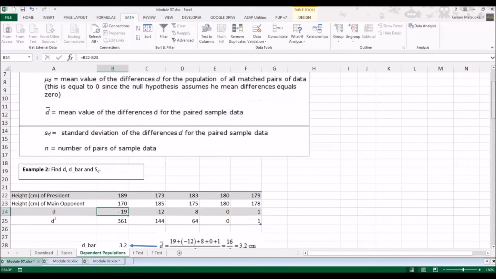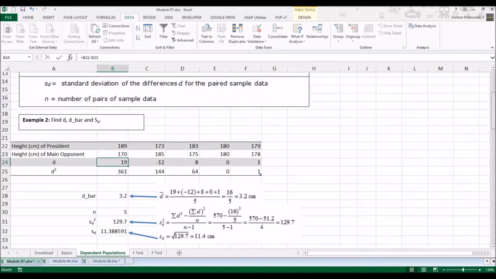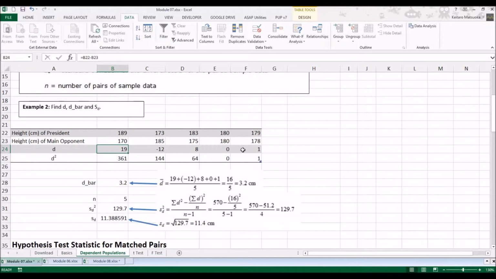Let's do a quick practice on figuring out D, D bar, and then S of D. Typically you'll be given the data like this. The first thing you want to do is figure out the differences, so simply subtract. That's what I did for all these. Then square each D. To square it, press shift 6, that's called the caret. So B24, squaring that, you get 361. You do that for all these differences.